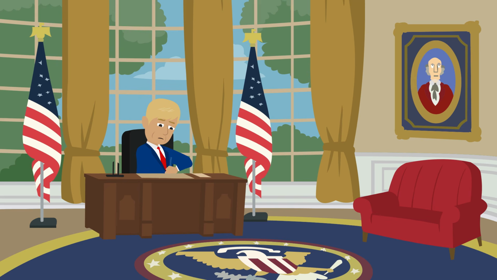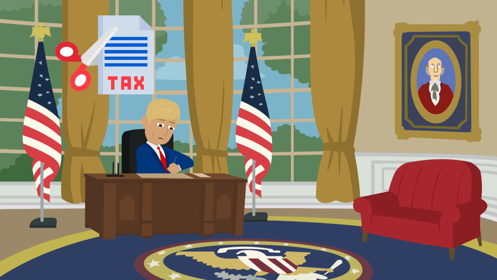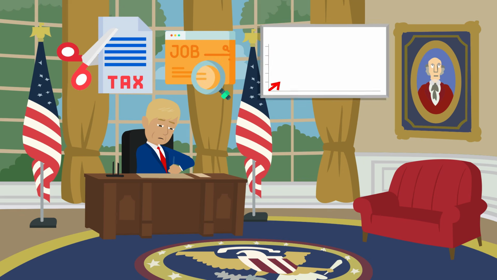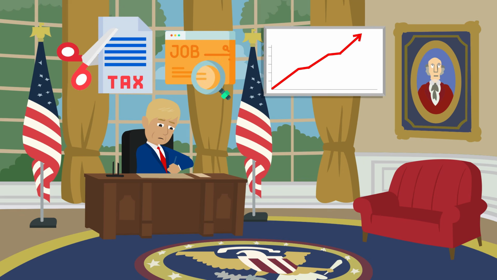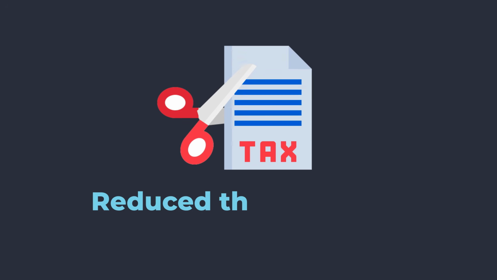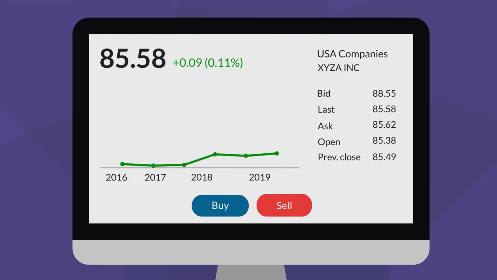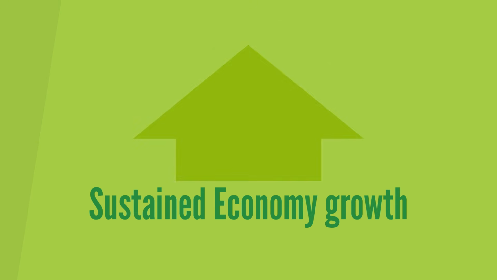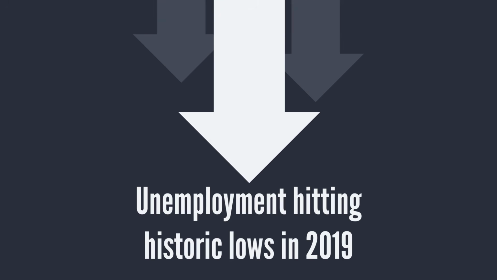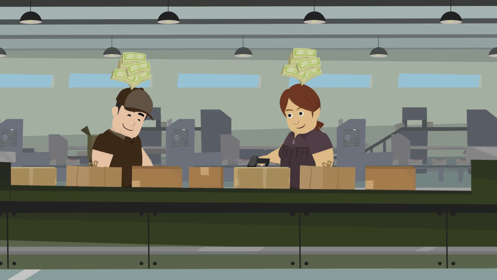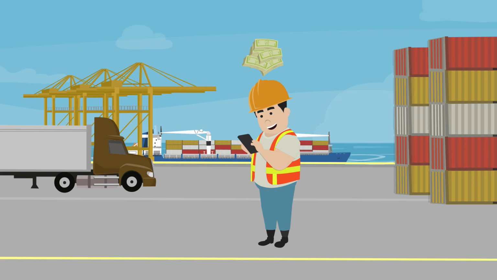Donald Trump's emphasis on enhancing the U.S. economy through the Tax Cuts and Jobs Act led to significant achievements. This legislation reduced the corporate tax rate from 35% to 21%, thereby improving the competitiveness of U.S. companies and attracting foreign investment. As a result, the economy experienced sustained growth, with unemployment hitting historic lows in 2019. Many Americans also experienced wage increases and greater purchasing power.